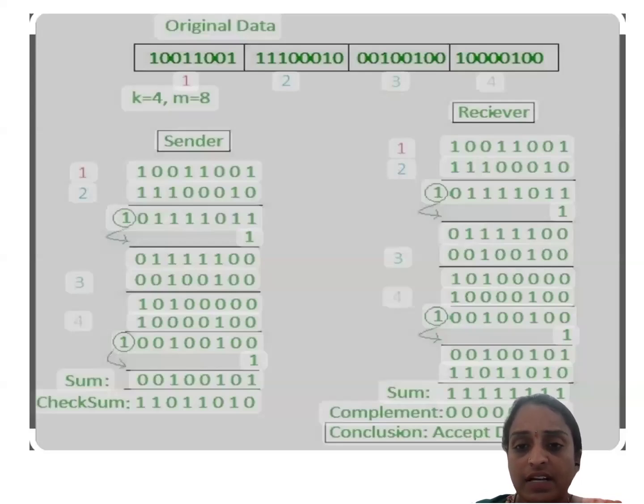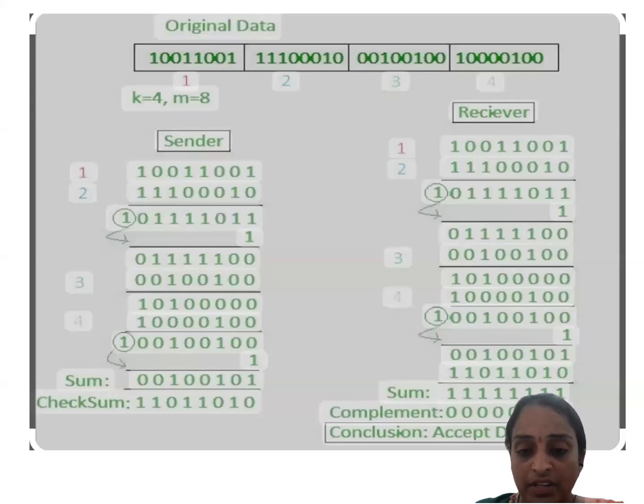added here. Coming to the receiver side, here we have the first segment and this is the second segment. After getting this result, we add one more segment, the third segment. Again, we add the fourth segment. After adding these 4 segments, we get this sum. To this sum, we add the checksum, whatever checksum we received from the sender side. After adding all the segments at the receiver side, we add the checksum.